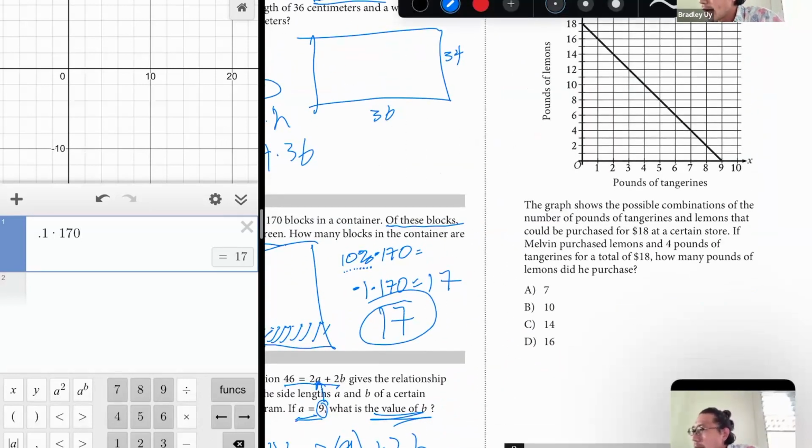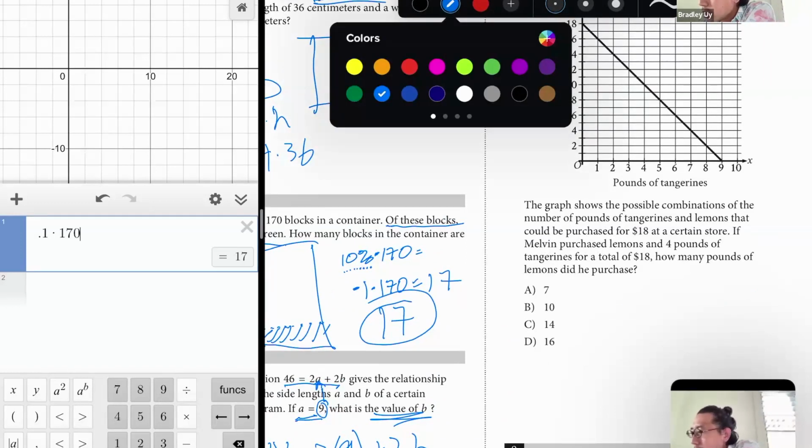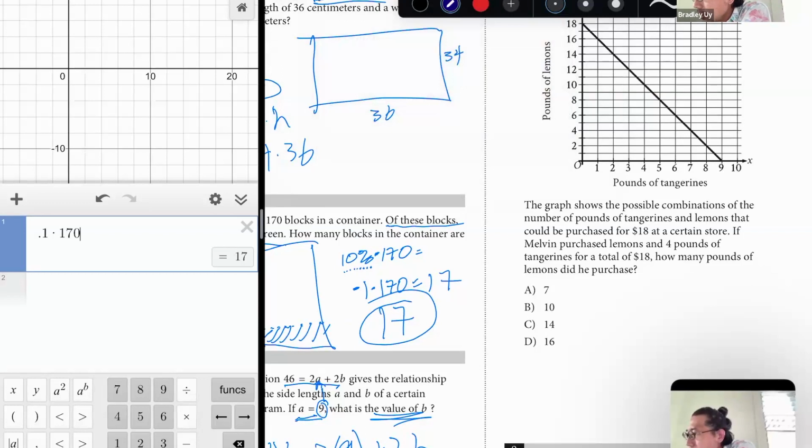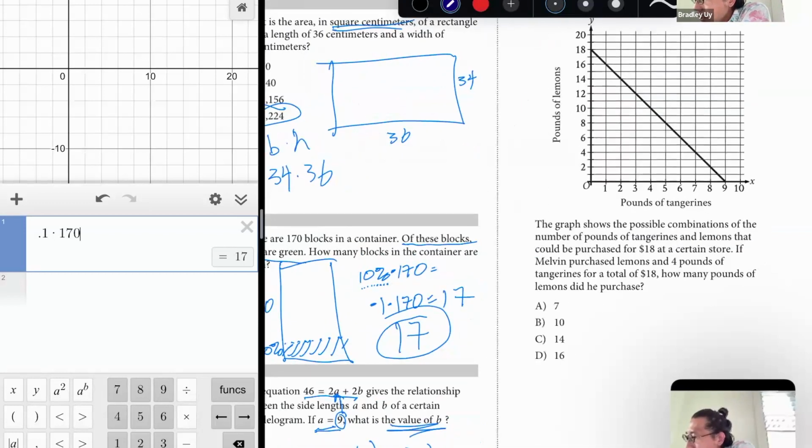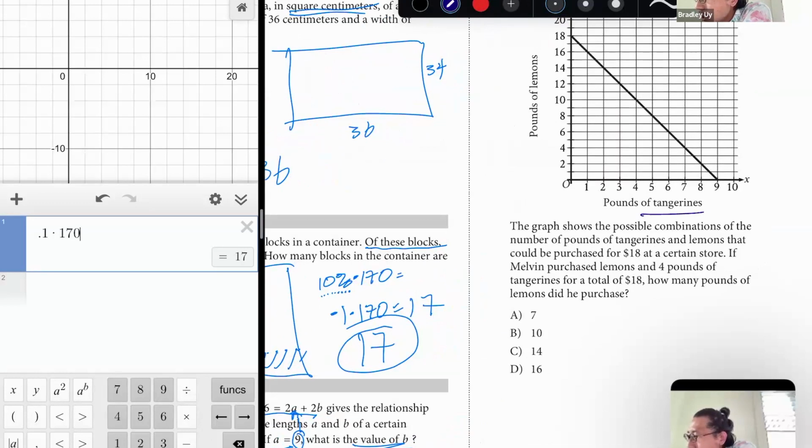It can be done a couple of ways. Students often ask me about this, so here's what I would say. The graph shows the possible combinations of the number of pounds of tangerines and lemons that can be bought for $18. The one thing to keep in mind is you have a budget of $18, and every combination on this graph limits you to $18. Since we're limited to $18, some students like to find out, including myself, how much 1 pound of tangerine costs.